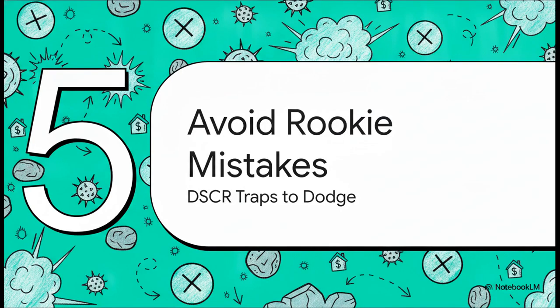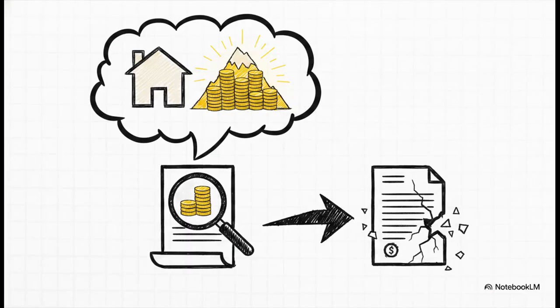Section 5. Avoiding rookie investor mistakes. Okay, let's head into the minefield and protect you from the top errors that routinely blow up deals for first-time DSCR borrowers. Mistake number 1 is using overly optimistic rent numbers. When you're super excited about a deal, it is incredibly tempting to plug in a best-case scenario rent. Just don't do it. Lenders aren't just going to take your word for it.